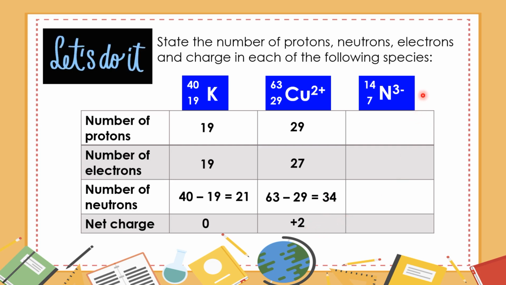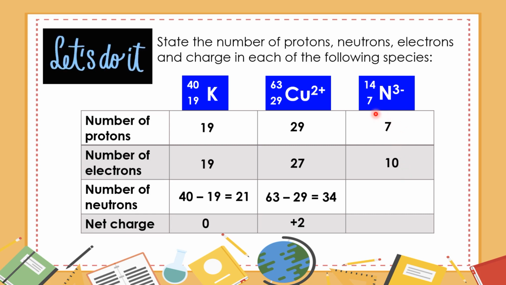Alright, next for the last isotopic notation. The proton number is 7. As for the number of electrons, it's not equal to the proton number since the species present here is an ion. N3- means nitrogen gains 3 electrons to become the N3- ion. Therefore, the number of electrons is equal to 10.